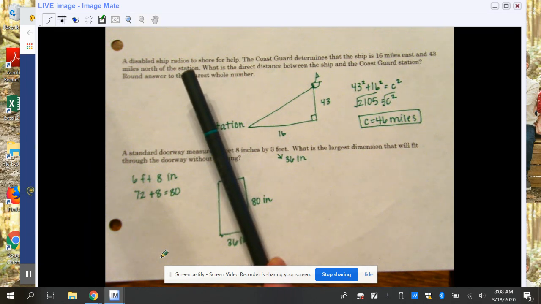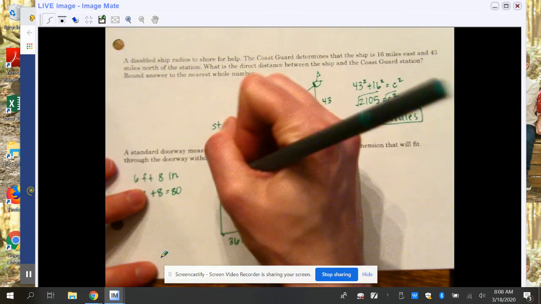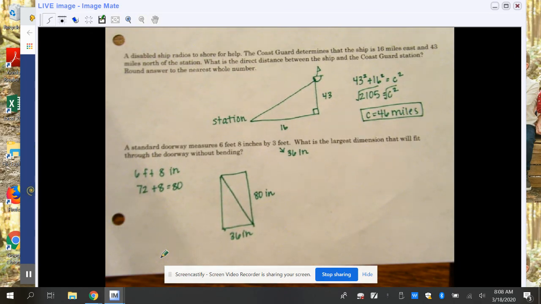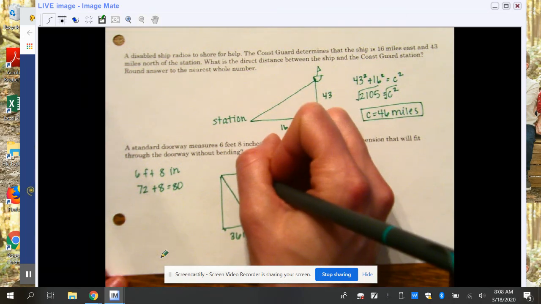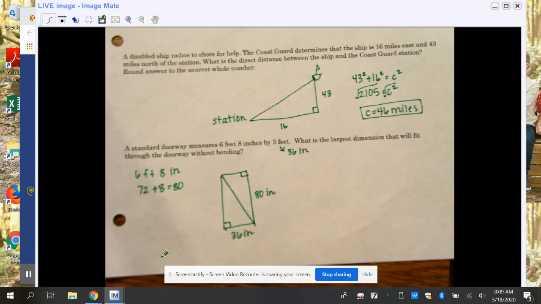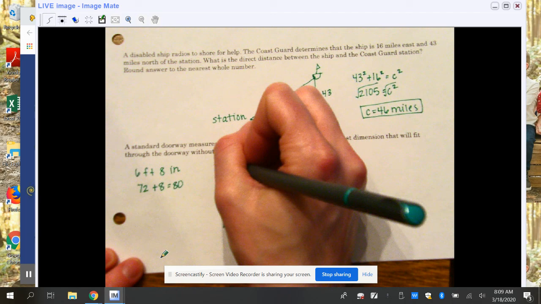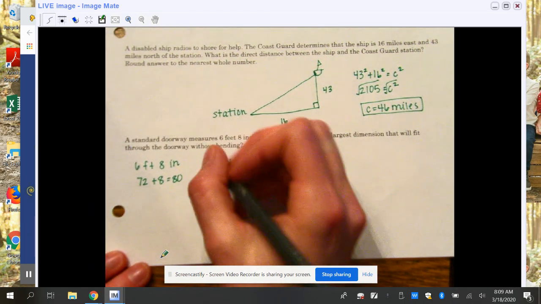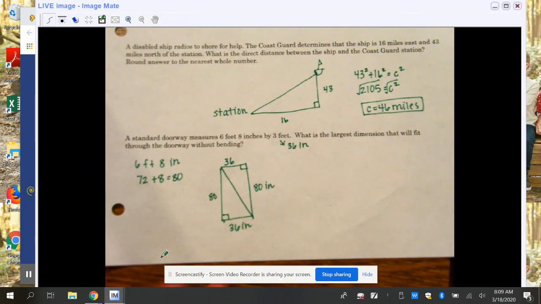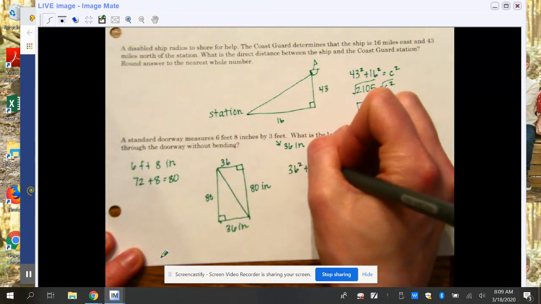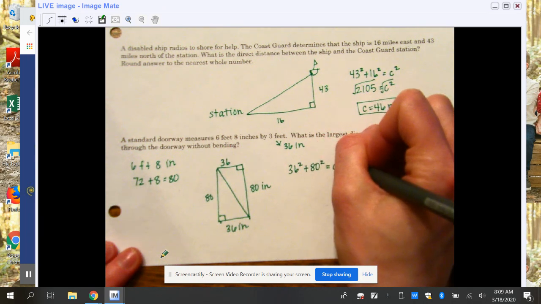you'll fit more there. And so I want to know what is the longest thing that I can fit through this doorway without bending it. So I'm looking for the hypotenuse, and then I've got these two right triangles that I can choose from. So if this is a rectangle, most doors are, then that would be 36 and this would be 80. Either way, we're looking for the hypotenuse. So 36 squared plus 80 squared equals c squared.